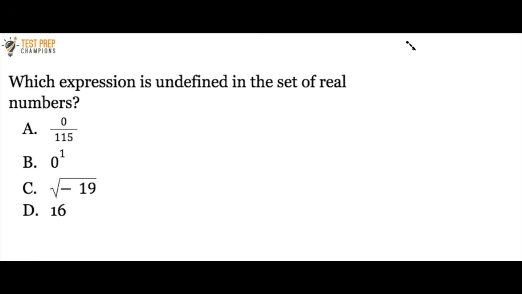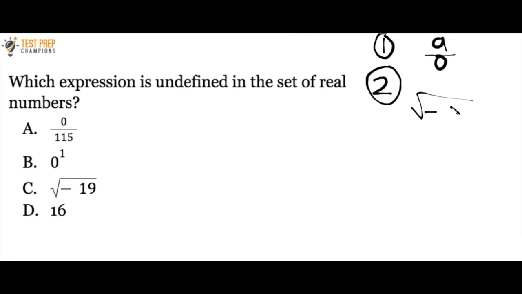Okay, so for these types of questions, typically what you're trying to do is look at the answer choices and look for one of two cases. The first case would be if you see a number divided by 0, which you can never do in math, or if you see a negative number underneath a square root. And my square root symbol is pretty rough looking here.